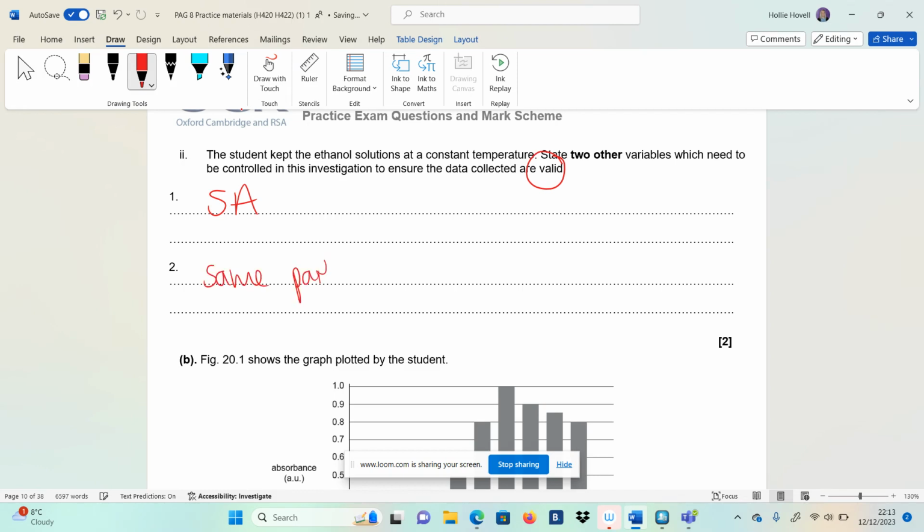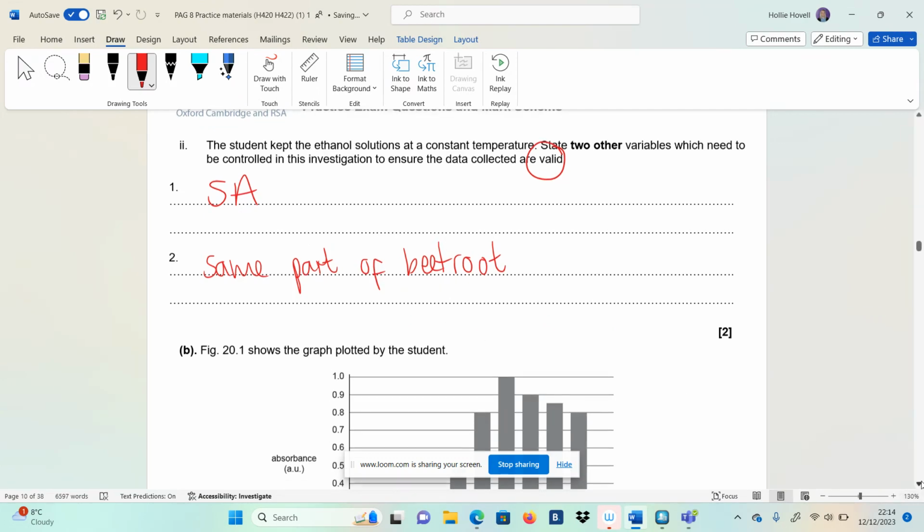Can you see how similar these questions are? We talked about same bit of potato, didn't we? Same part of the potato earlier, same part of the beetroot. You could have said the time taken to wash the slices, the volume removed from the solution, the pH, the same colorimeter filter, the same blank in the colorimeter, the same variety or age or colour of beetroots. Loads of things you could say for that.